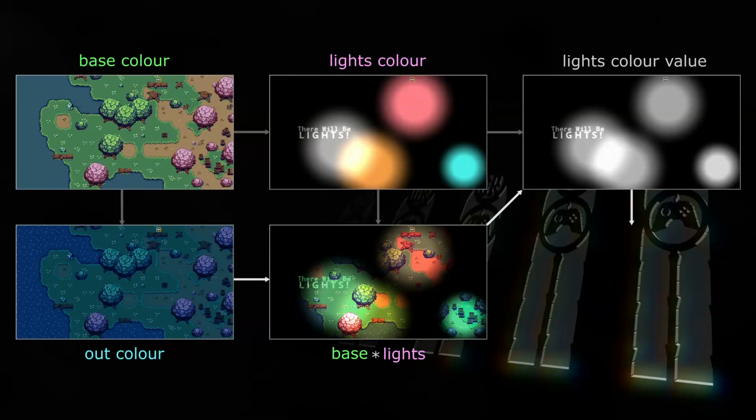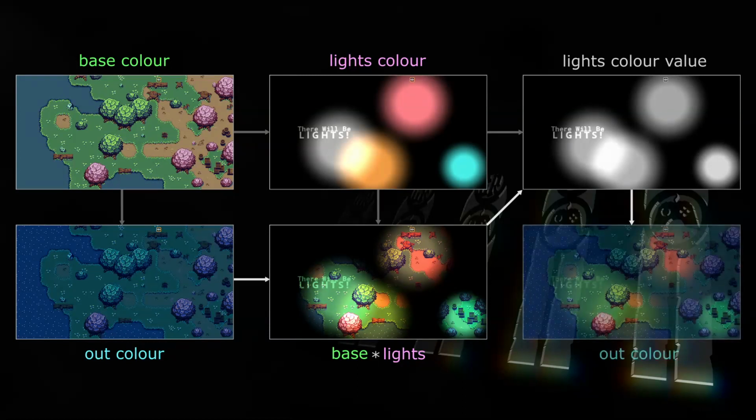Step 6, mix the out color with the light and the base color, and the mix amount is the value of the lights color. So the brighter the light sample is, the more of the base color times the lights color will show, and the darker the lights value is, the more of the out color will show. And the final result will look like this.